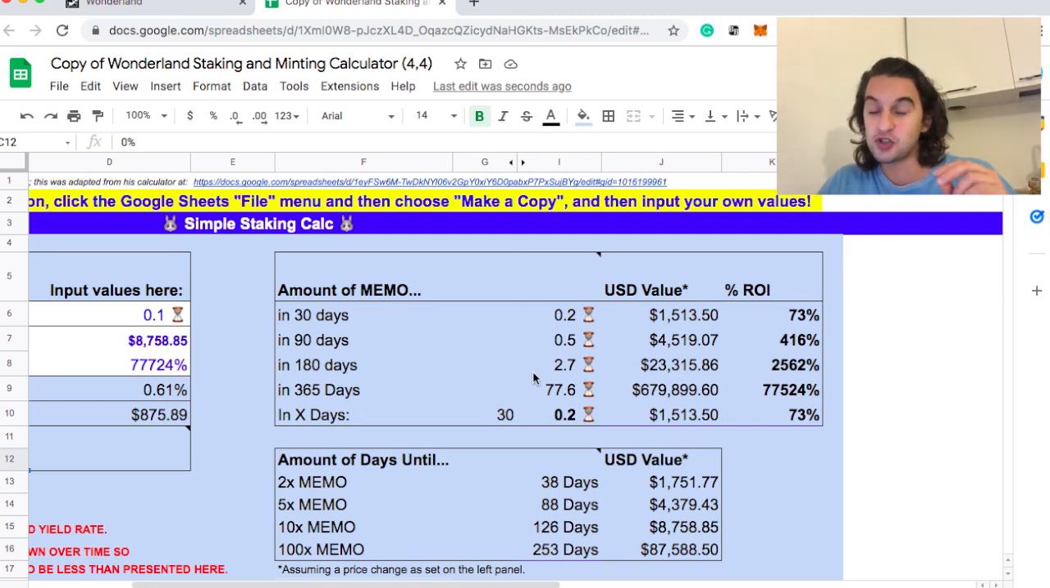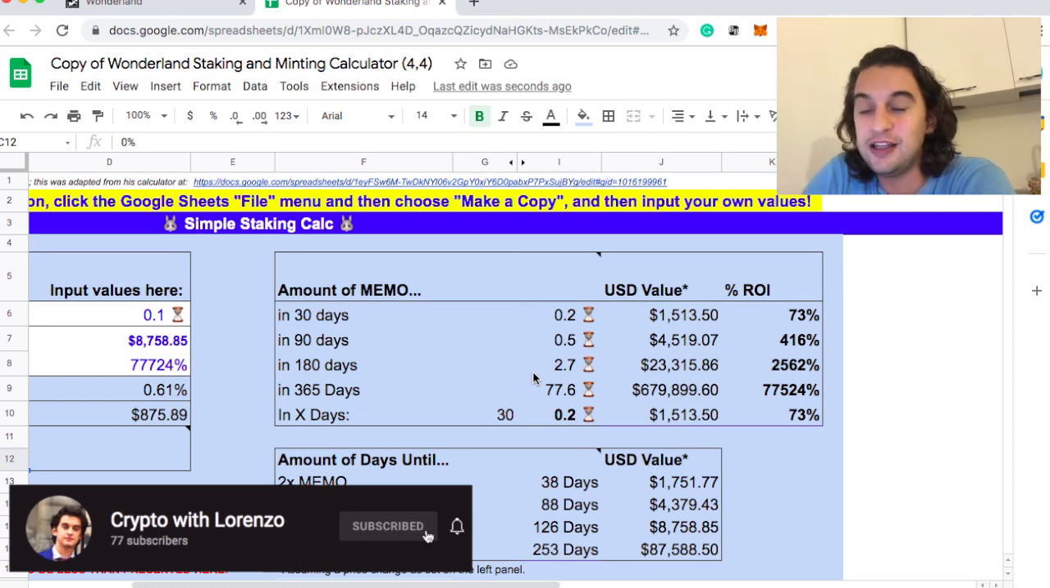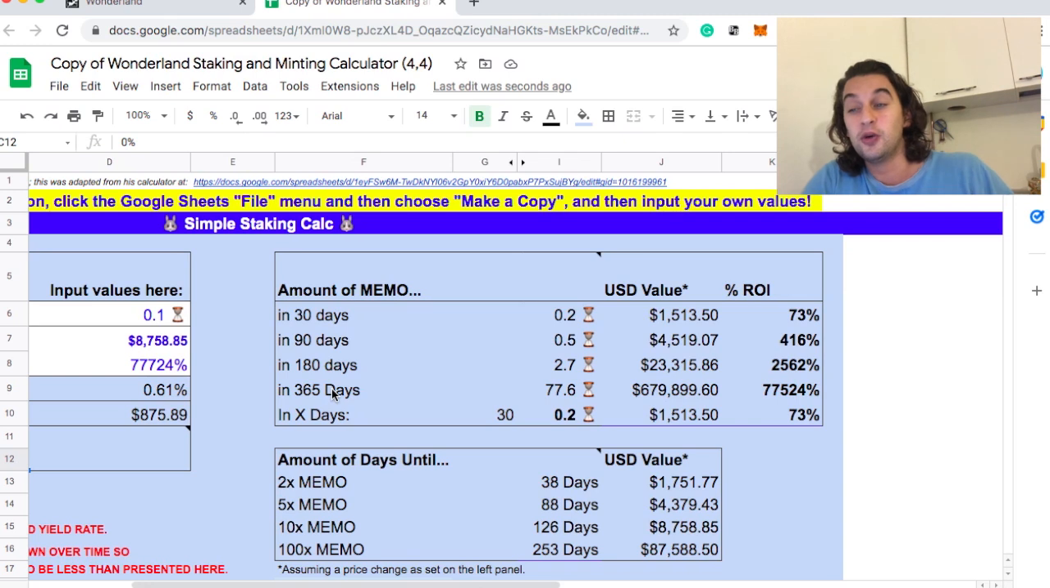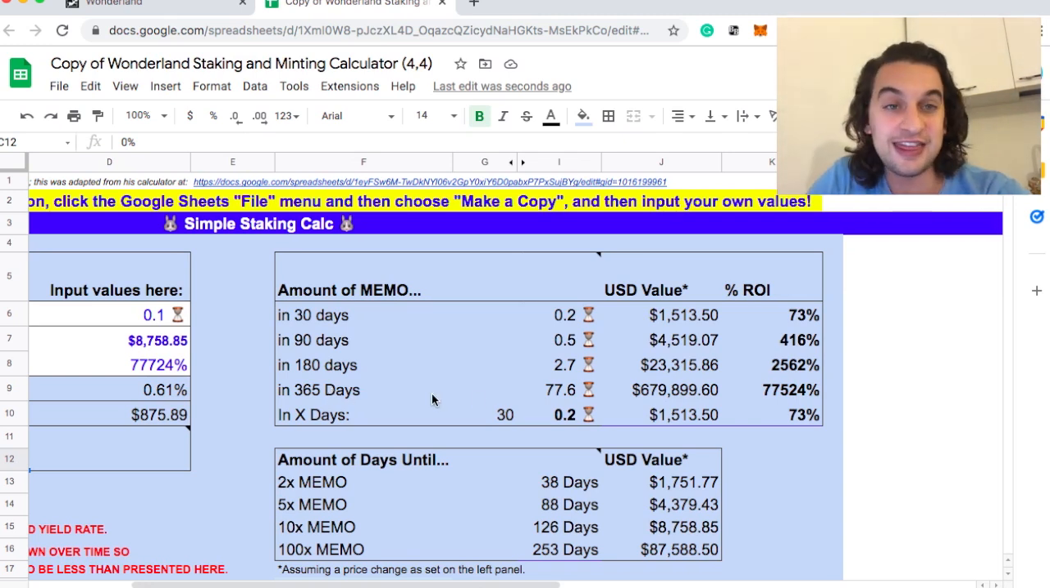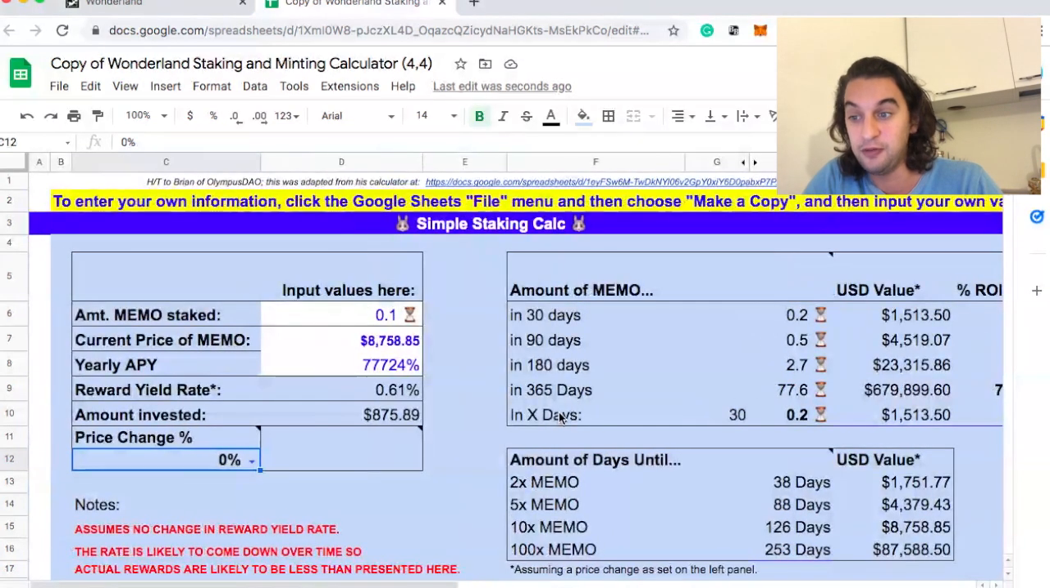In half a year, so 180 days, you would have 2.7 MIMO. This is with the compounded interest. You would have earned a yearly salary in 180 days, $23,000, a part-time job, for completely doing nothing, with a 2,000% return. On 365 days, you would earn 77.6 MIMO for a grand total of approximately $700,000. So this is only if you invest 0.1 of a MIMO in 1 year's time.